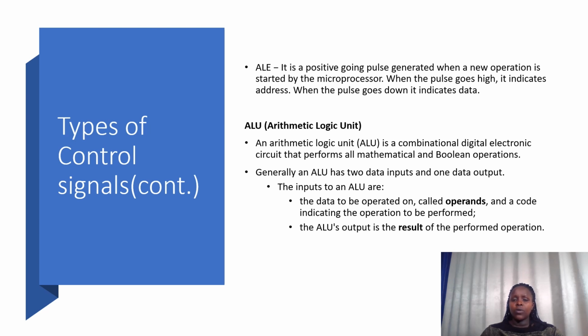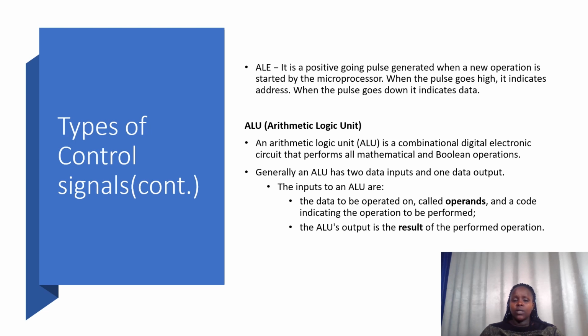When the parser goes high, it indicates address. And when the parser goes down, it indicates data. It means that it has two options, on and off. If the parser is on, it means that it indicates the address of data. If it is off, it indicates that it's data to be read, either address or data. On is for address, off is for data.